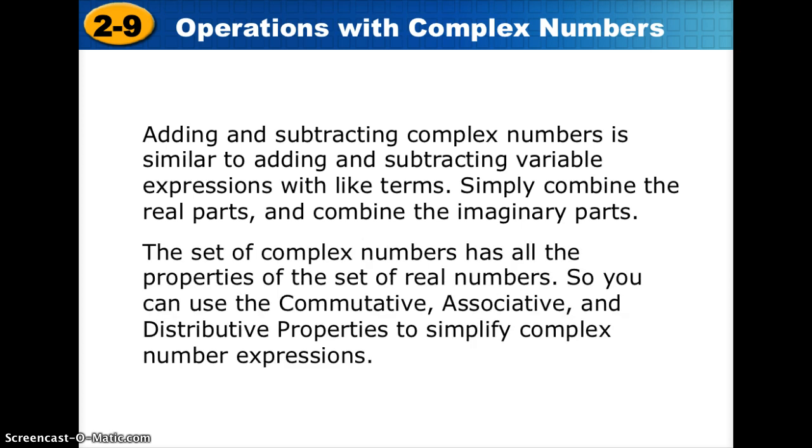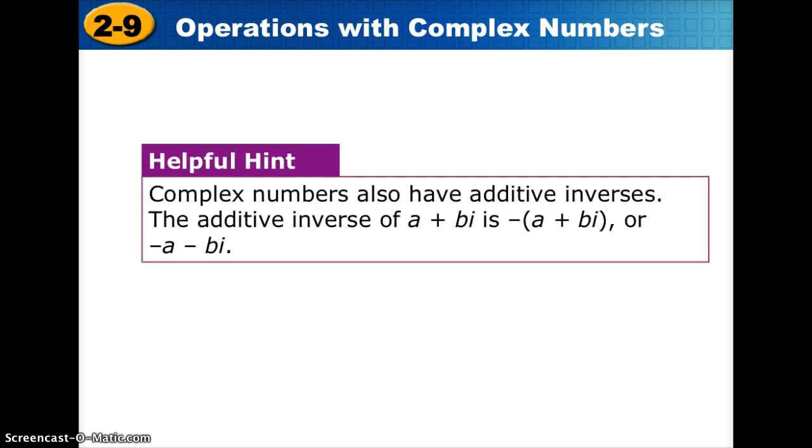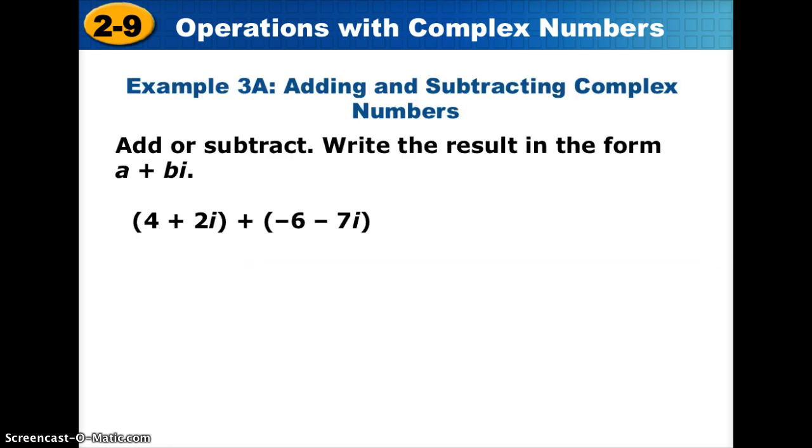So remember the properties that we've used in the past: commutative, associative, and distributive properties. We're going to continue to use those properties here. And just a reminder, the additive inverse of a plus bi is negative a minus bi. Notice that minus sign on the outside of the parentheses means we're going to need to distribute. It's like multiplying through a -1 to each one of the terms inside the parentheses.